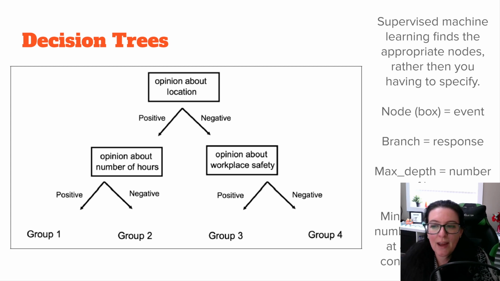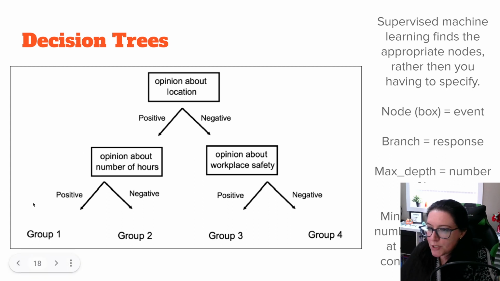Now, with the classification model, we have labels. So we already know group 1, 2, 3, and 4 exist. They're already labeled. And what we're doing is finding the tree, their responses to multiple questions that show us who that group is, that identify that label.